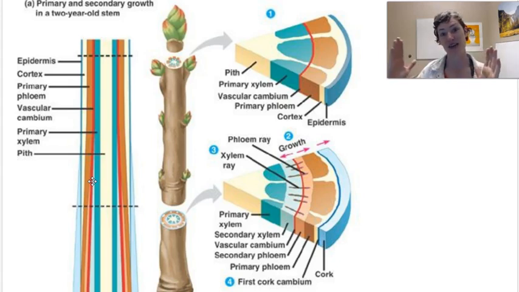So the primary xylem gets pushed to the inside with the pith, which is going to be a very small part of our stem cross section, and then our primary phloem gets pushed to the outside. So we're going to start making secondary xylem and secondary phloem as we push those away. So you can see that here in the cross section. In this light blue, we have this new secondary xylem, and in this light orange, we have this new secondary phloem.